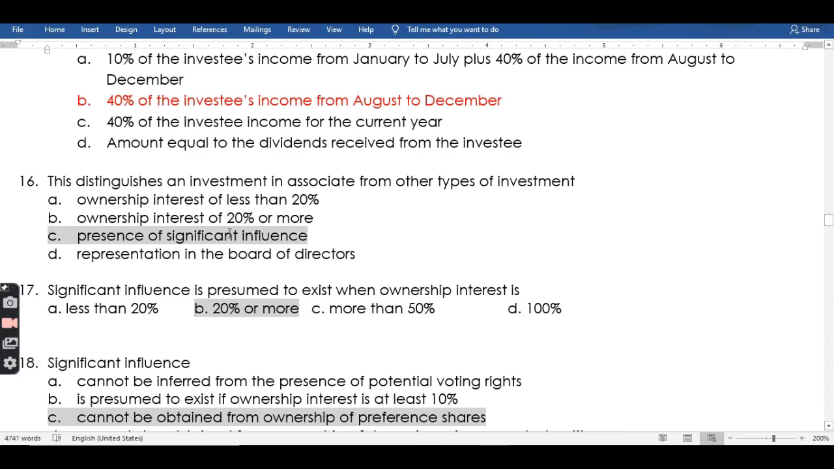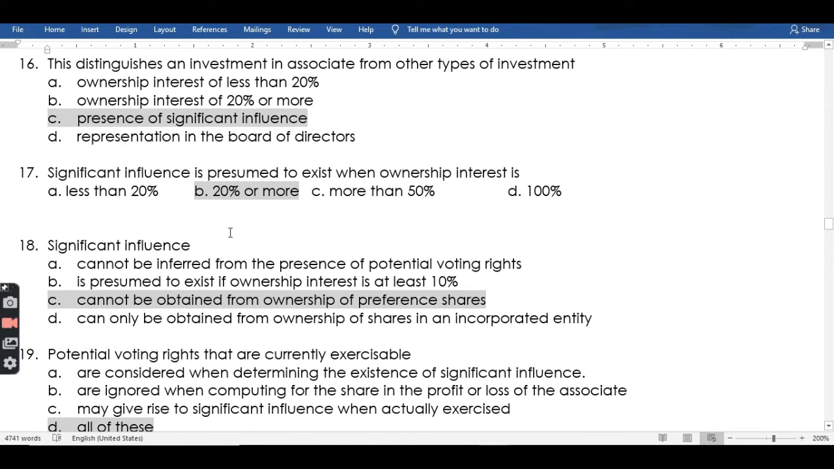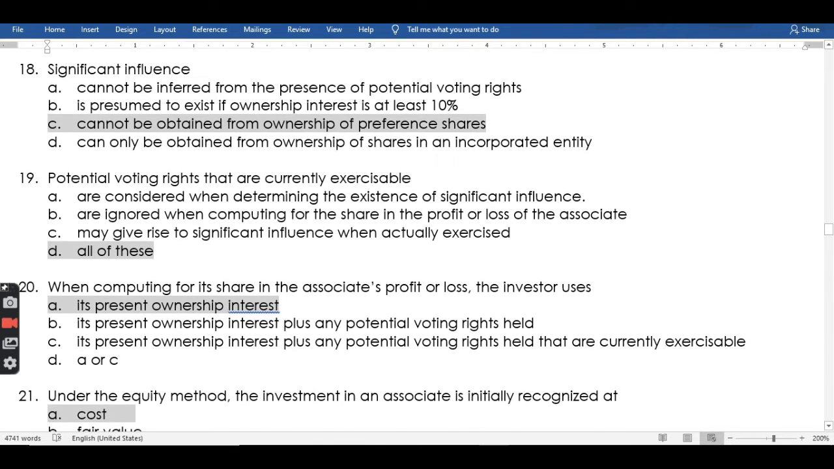Okay. 16. This distinguishes an investment in associate from other types of investment. Ano ulit ang sagot natin dyan? Presence of significant influence. Okay? Again, presumptive basis lang natin yung 20%, hindi talaga yan yung totoong basis natin. Significant influence pa rin. Okay? So, just like what we stated, number 17, okay, presumed to exist ang significant influence kapag may 20% or more. So, that's letter B. Okay?